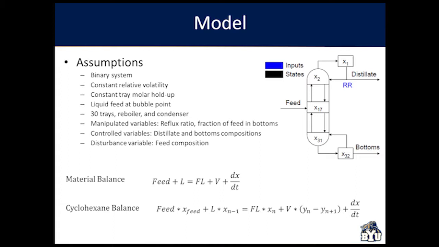As a reminder, our goal is to fix product stream compositions, and the disturbance variable which makes this difficult is the feed composition variance. We manipulate the reflux ratio and the fraction of the feed going to the bottoms in order to fix the composition in the distillate and in the bottoms that we desire. The closer we can keep these compositions to their set points, the more efficient we run and the more money we make.